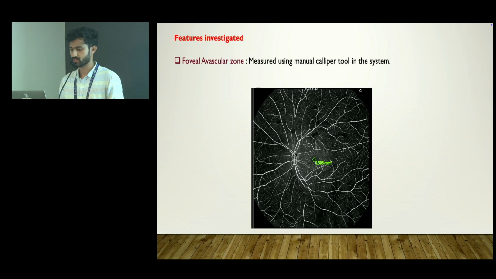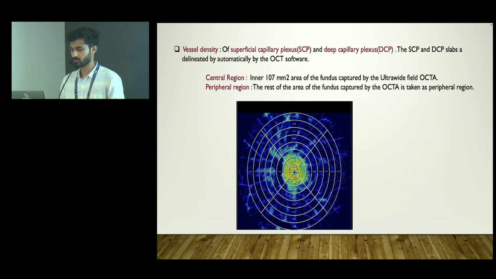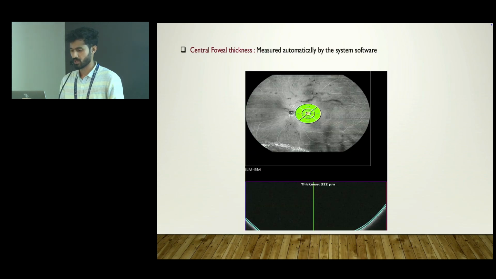The features investigated were the foveal avascular zone, which was measured using the manual caliper tool in the system. And then we looked at the vessel density of the superficial capillary plexus and deep capillary plexus. We divided the area into the central region, which comprised a 1.07 millimeter square area, and the peripheral region comprised the rest of the image captured by the system. And we also measured the central foveal thickness.